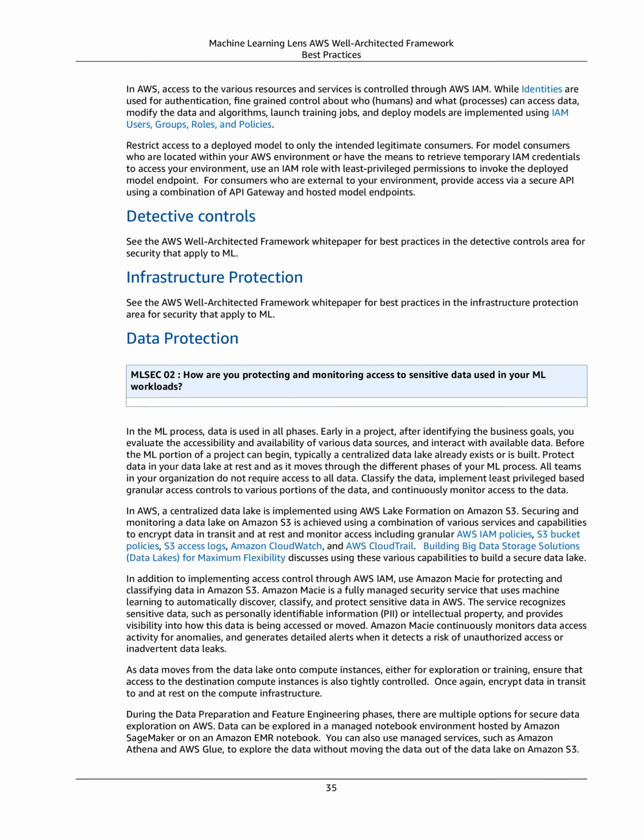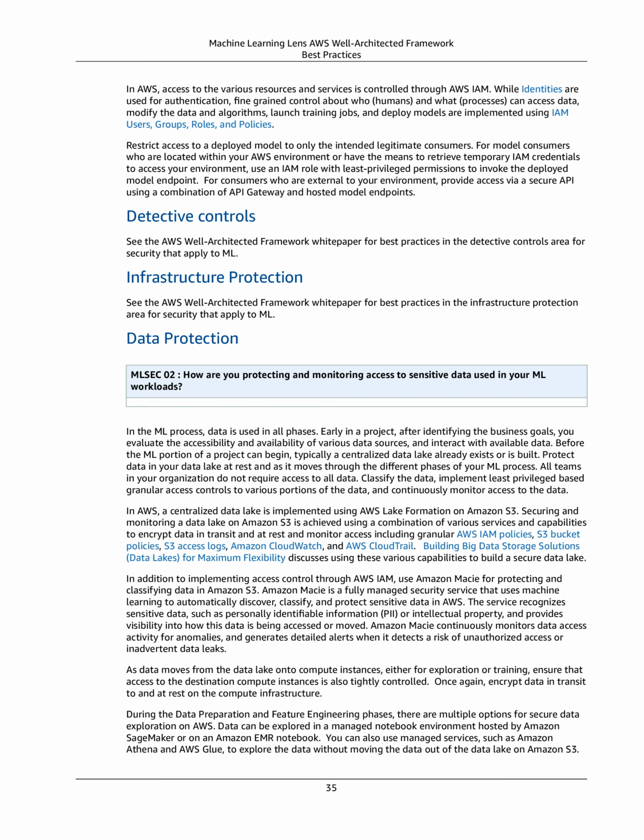In addition to implementing access control through AWS IAM, use Amazon Macie for protecting and classifying data in Amazon S3. Amazon Macie is a fully managed security service that uses machine learning to automatically discover, classify, and protect sensitive data in AWS. The service recognizes sensitive data, such as personally identifiable information, PII, or intellectual property, and provides visibility into how this data is being accessed or moved. Amazon Macie continuously monitors data access activity for anomalies, and generates detailed alerts when it detects a risk of unauthorized access or inadvertent data leaks.